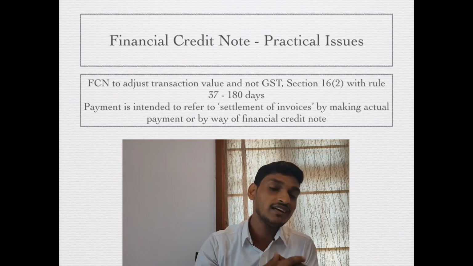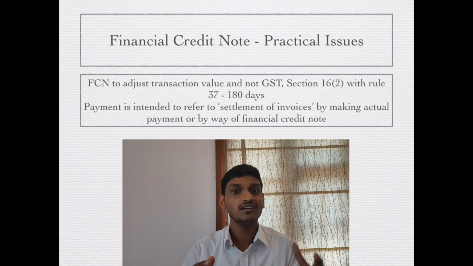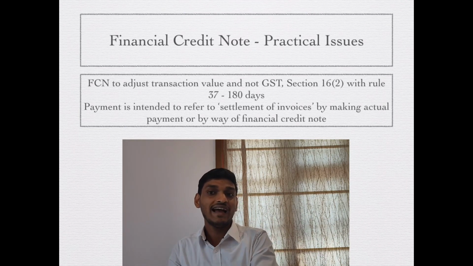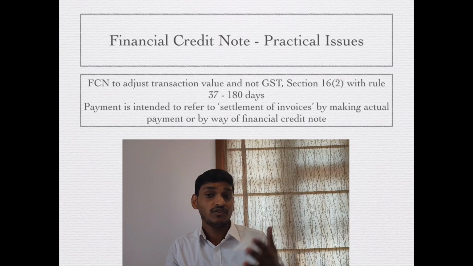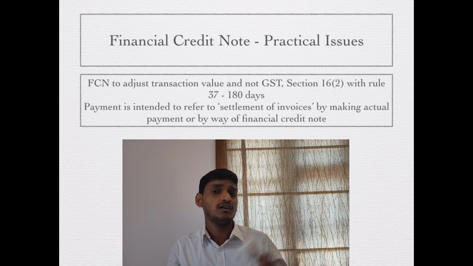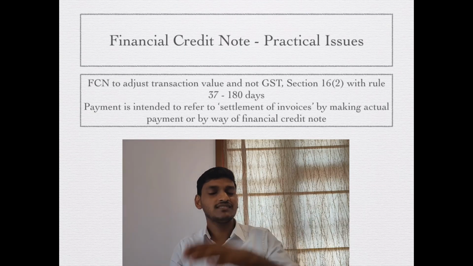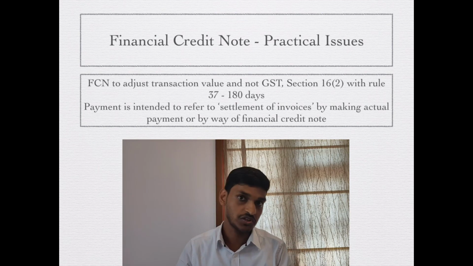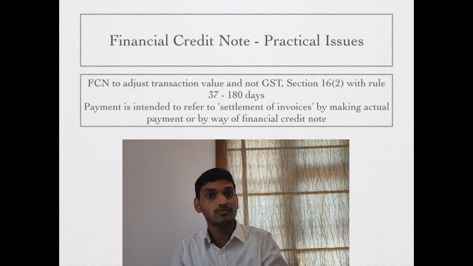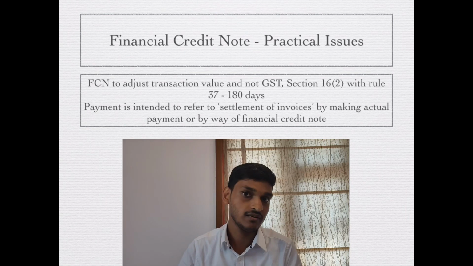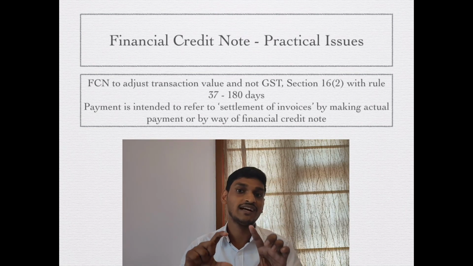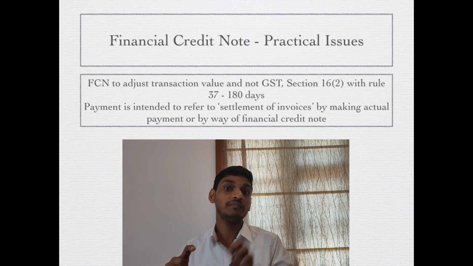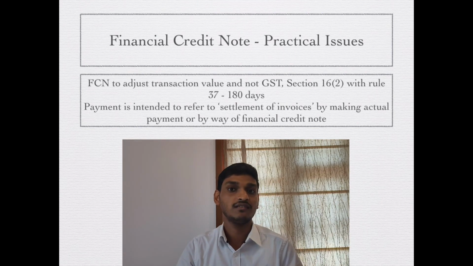But if you issue a financial credit note, actually discount is given by the supplier and the recipient's liability gets reduced. Say for example, I have to pay my supplier rupees 1 lakh. My supplier is giving 10,000 discount without affecting tax. That is a financial credit note. So in turn, I have to pay the balance amount of 90,000 only. That 10,000 is adjusted by way of discount. Whether that amounts to payment of consideration or not, that is a question.